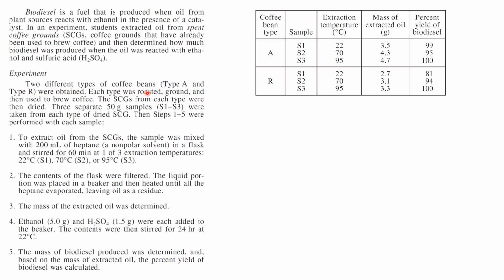So we have 2 different types of coffee beans to get biodiesel fuel. Looks like they're extracting oil using a solvent. They're filtering the contents of the solvent, extracting oil, adding ethanol to a beaker and stirring, and they are determining the mass of biodiesel produced. It looks like we have the results here. So you know basically what's going on.